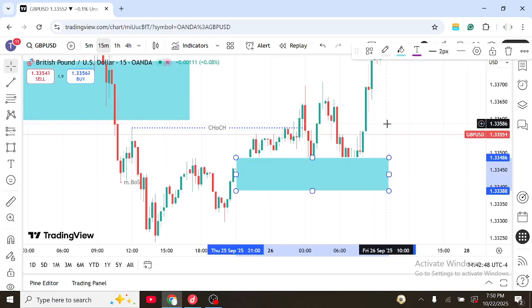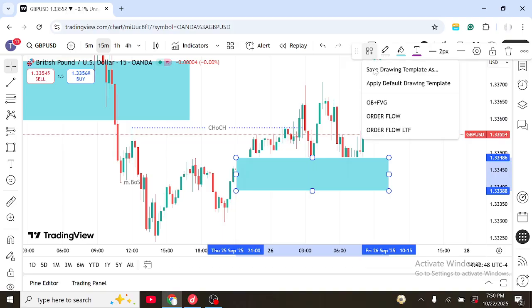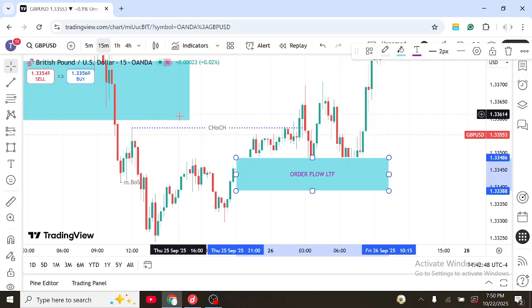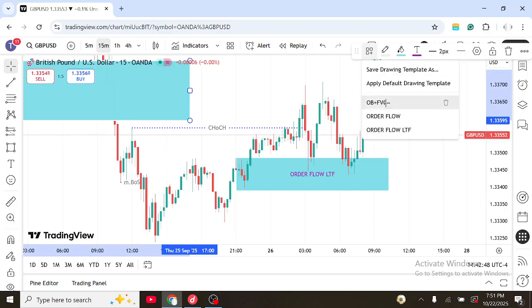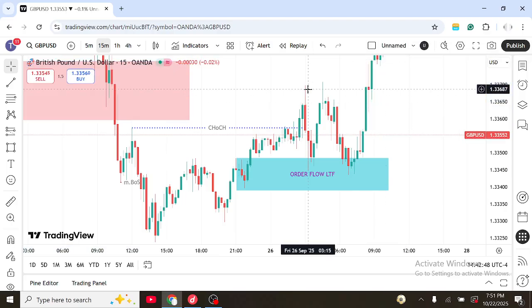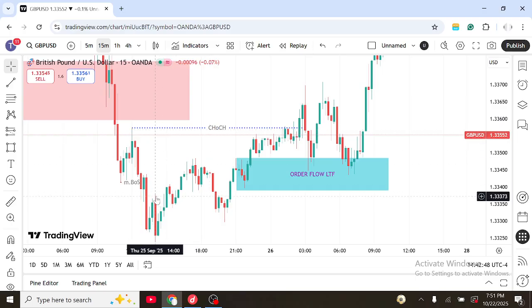All right, that's my order flow. So let's mark it, order flow on lower time frame. This is from 4 hours, so this is our order block that has fair value gap from 4 hours. This is also a very strong order block.